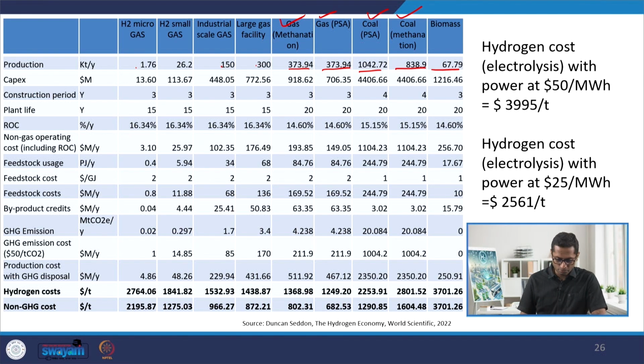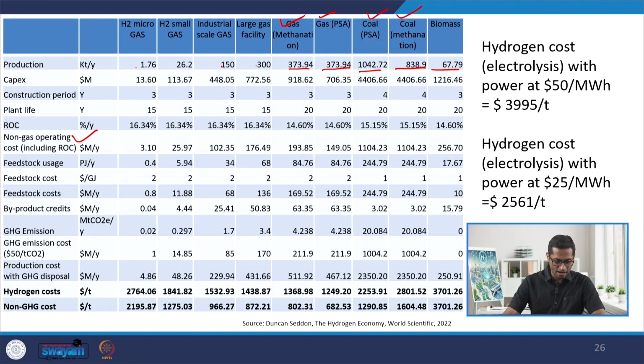Then the plant life for smaller plants tends to be lesser, maybe of the order of 15 years, whereas for the plants which are beyond 300 kilotons, I am assuming 20 years. Based upon the plant life, the construction years, as well as the 10% discount rate, the ROCs are given in here. You multiply the ROC with the capex and add to it the different kinds of operating and labor expenses. This is what you get in the non-gas operating expenses that I have done for you. You guys can check it at your own end. So this is an exercise that you can do for enhancing your understanding of this particular kind of analysis.